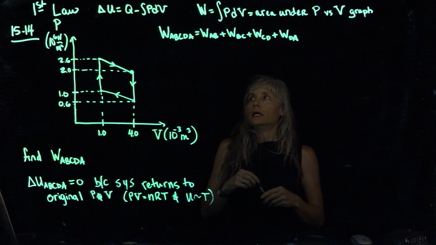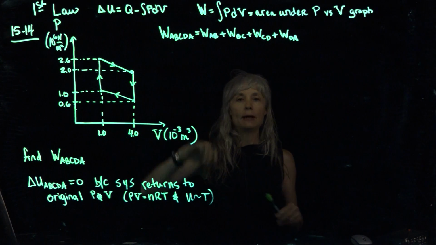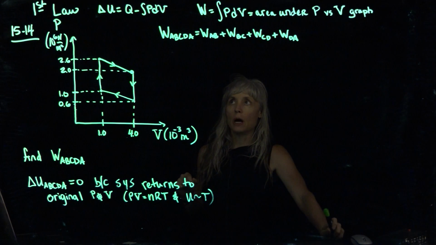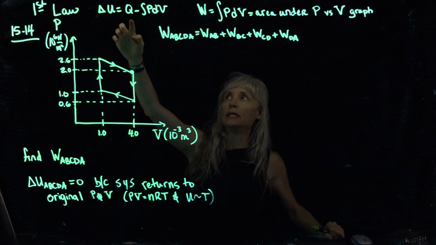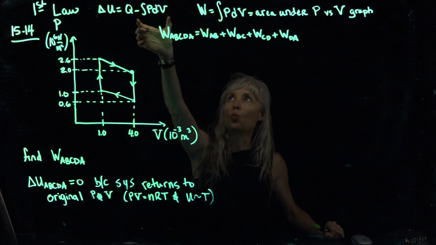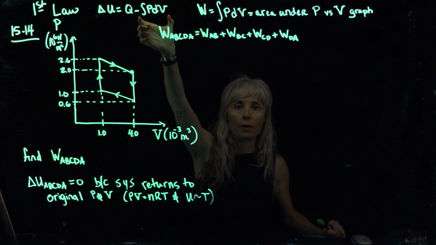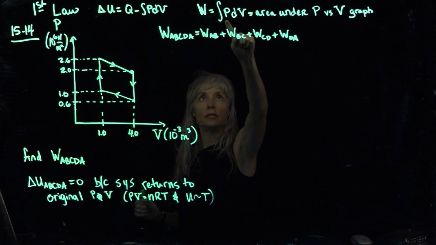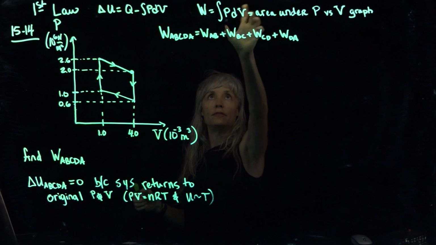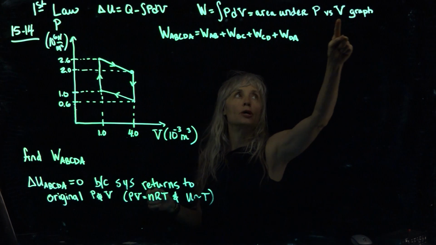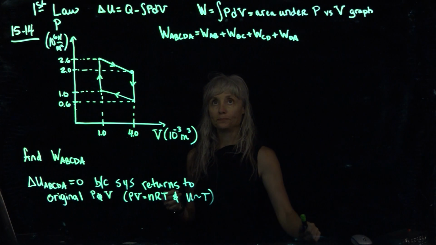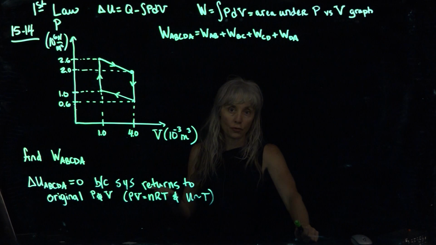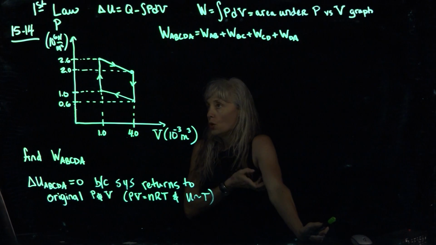So remember, the first law of thermodynamics is kind of where we're at here, and we're going to apply it to a specific problem. The change in internal energy is equal to heat added to the system minus the work done by the system. So remember, this is how we express work when we're talking about a gas. Work is equal to the integral of PdV, and this integral of PdV is just the area under the pressure versus volume graph.